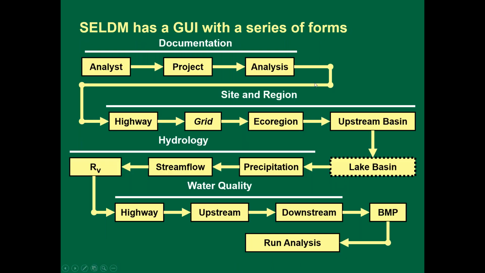So we talked about SELDM having the graphical user interface with a series of forms. We just talked about how the site and region forms provide the site properties that affect the hydrology. And then we get into our hydrology form, where we're looking at the precipitation, the pre-storm stream flow for the upstream basin, and our runoff coefficients. And we'll talk about those variables right now.